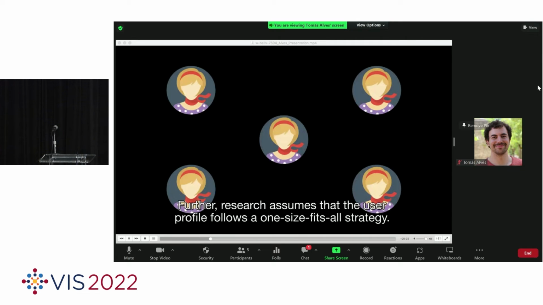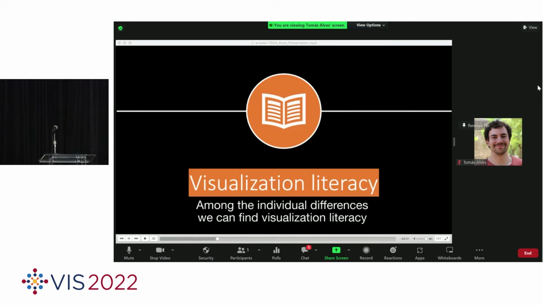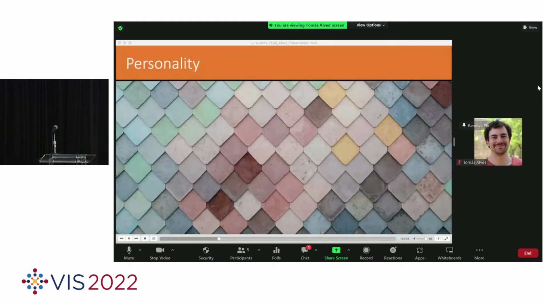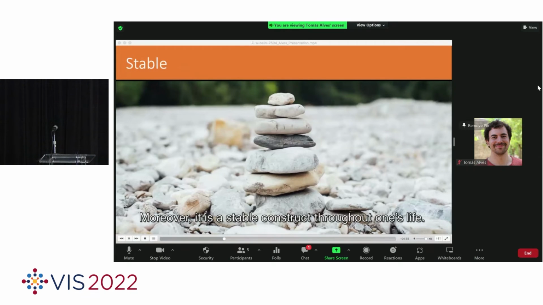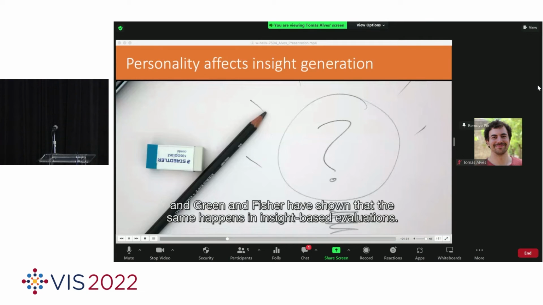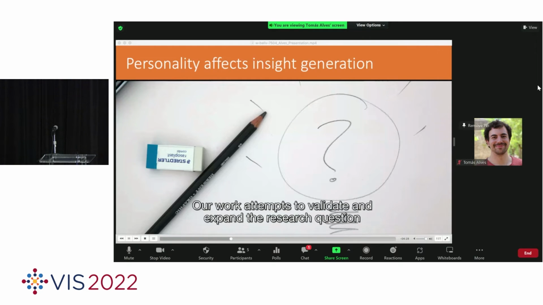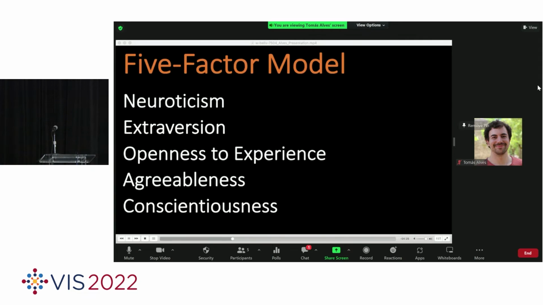Further, research assumes that the user profile follows a one-size-fits-all strategy. However, recent research has shown that no two users are equal to one another. Among the individual differences, we can find visualization literacy, cognitive traits, and personality. Personality is a set of habitual behaviors, cognitions, and emotional patterns that influence the construction of a mental model. Moreover, it is a stable construct throughout one's life. Recent research highlights how this construct affects user interaction with InfoVis, and Green and Fisher have shown that the same happens in insight-based evaluations. Our work attempts to validate and expand the research question on whether personality affects the insight generation process. In our work, we focus on the 5-factor model, otherwise known as the Big Five.